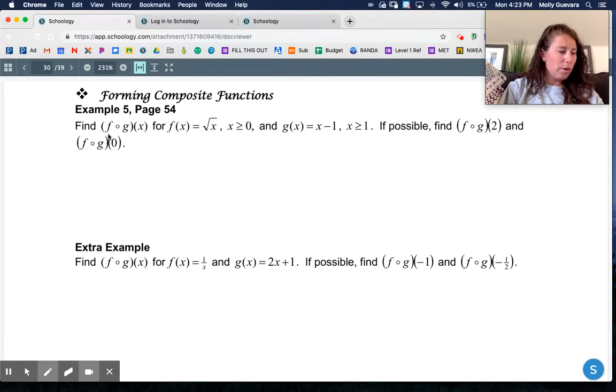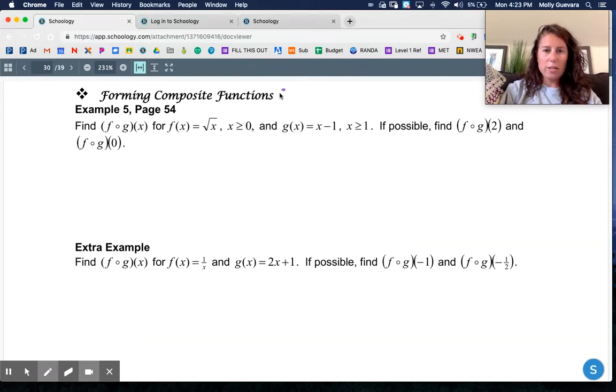Okay, here I want to find f with g of x. For f of x equals the square root of x, and x has to be greater than or equal to 0 because of the square root of x. And g of x is equal to x minus 1, and x is greater than or equal to 1. If possible, find the value at 2 and again at 0.